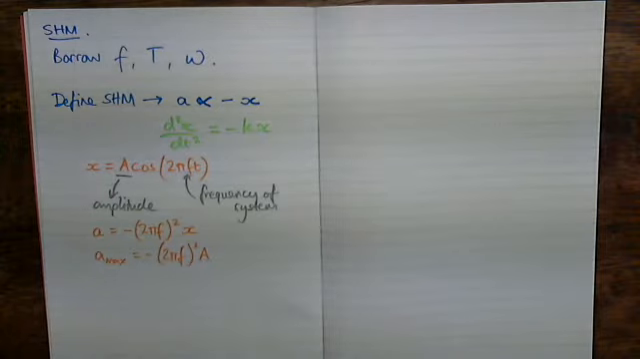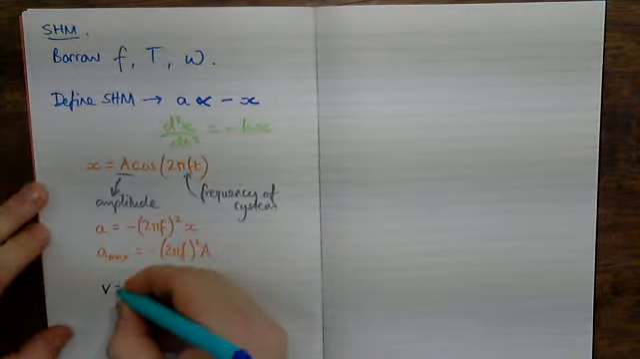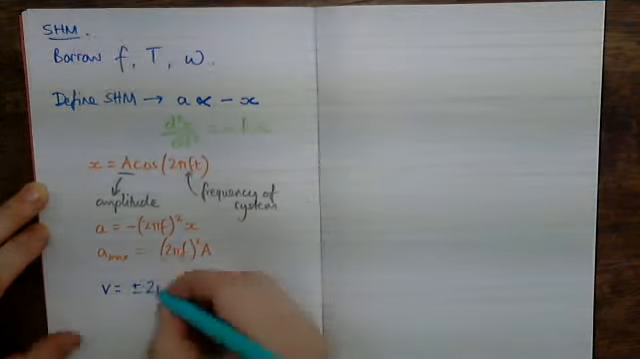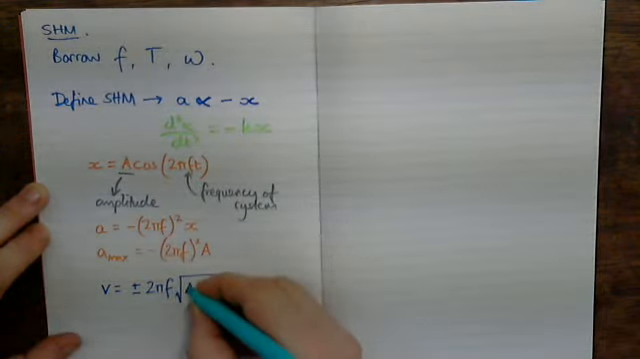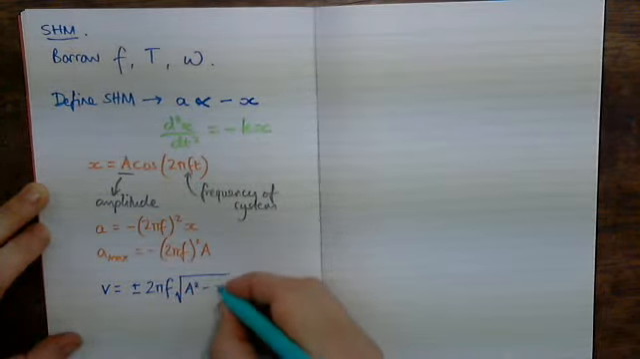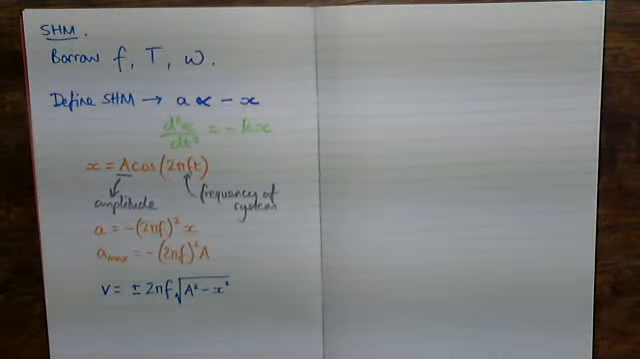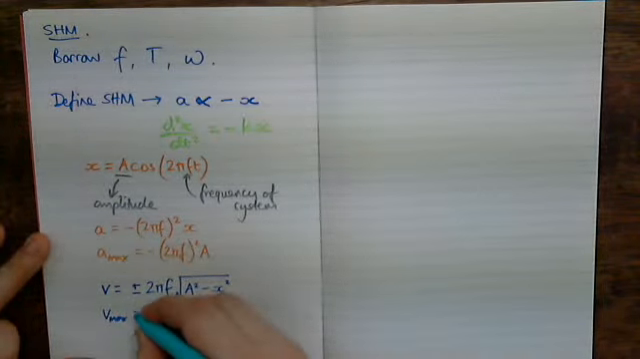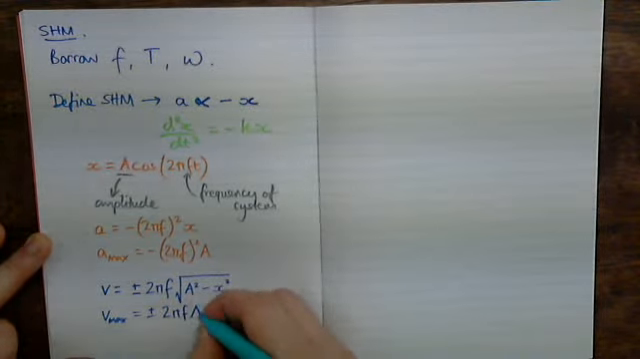But they have managed to derive another expression for velocity. And this velocity expression is that the velocity at any given moment will be v equals plus or minus 2 pi f times the root of A squared minus x squared. Now, if you want to, you can just use that equation. It will of course give you a maximum speed equal to plus or minus 2 pi f A.